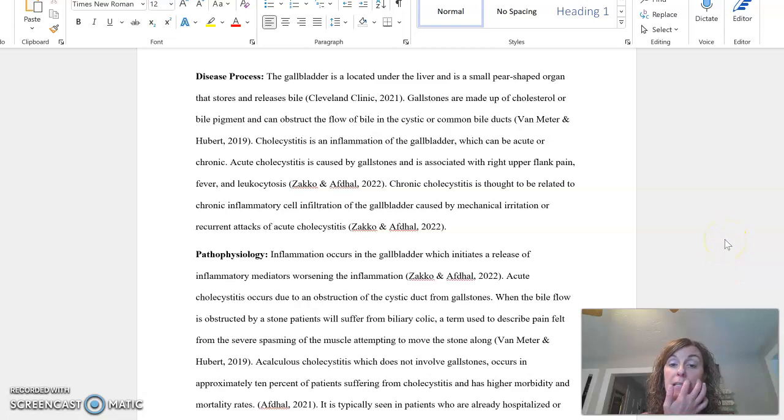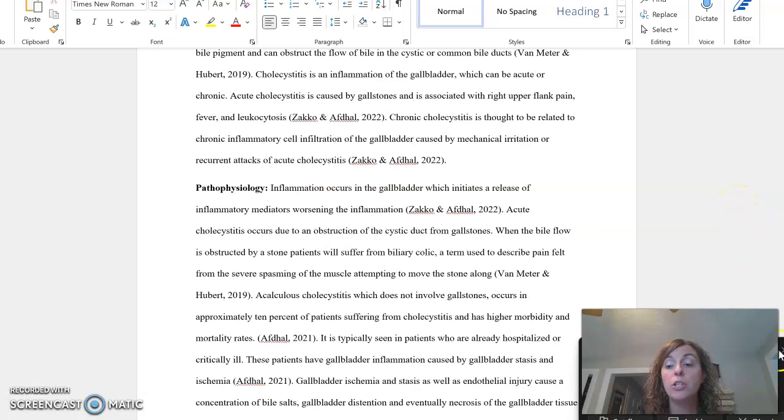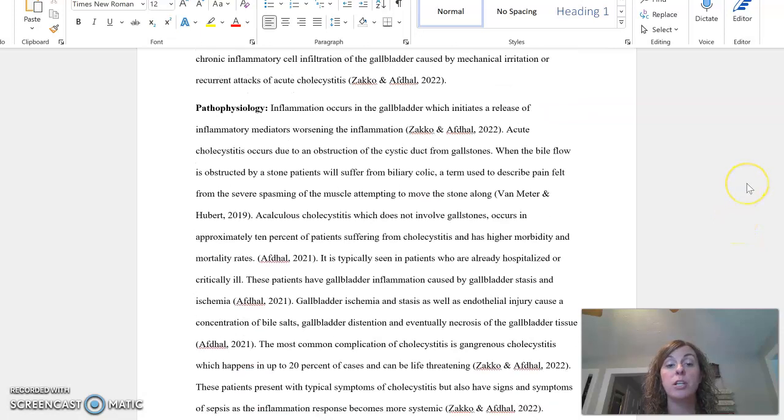Acute cholecystitis is caused by these gallstones blocking the common bile duct, and it is associated with right upper flank pain, fever, and leukocytosis. Chronic cholecystitis is thought to be related to chronic inflammatory cell infiltration of the gallbladder, which can be caused by either mechanical irritation or recurrent attacks of acute cholecystitis. So inflammation occurs in the gallbladder, which initiates a release of inflammatory mediators, which then worsens the inflammation.